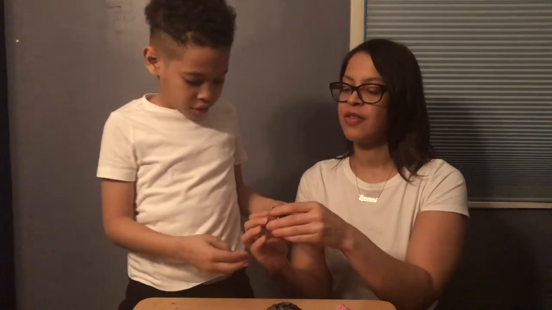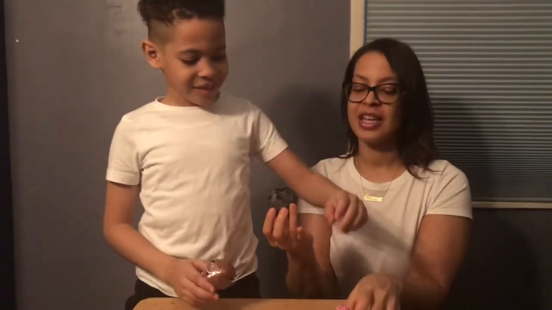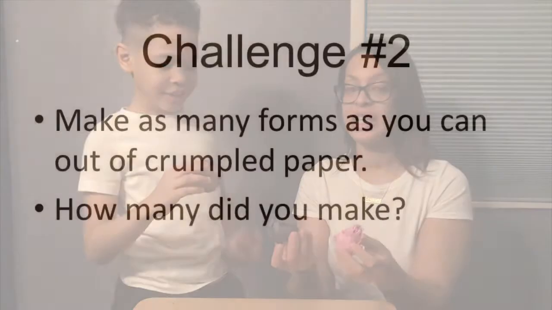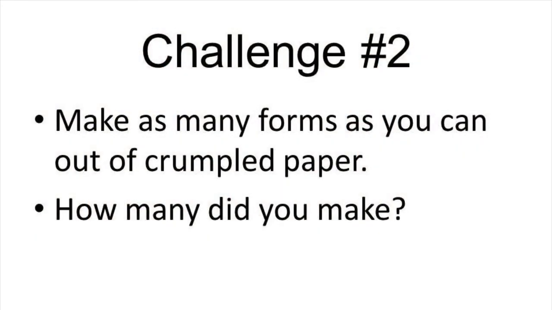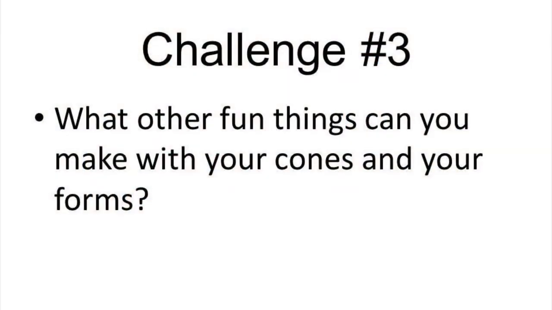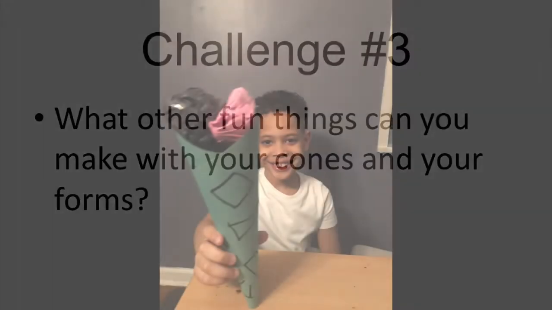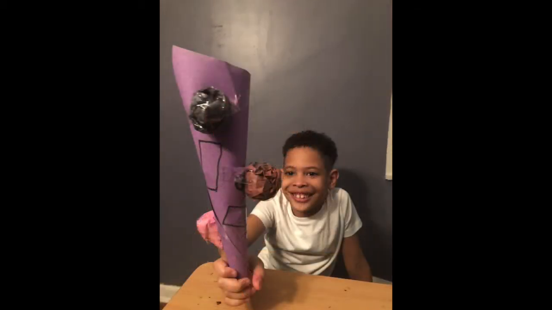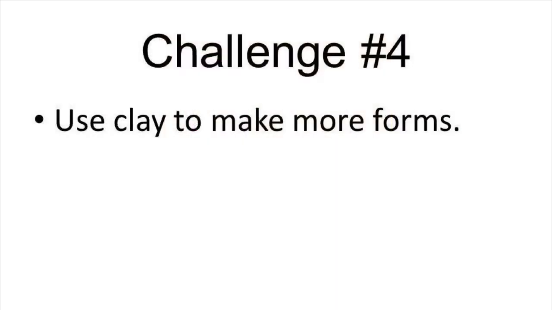Alright, so we have a cube, a sphere, and a pyramid. And these are all different kinds of forms. Challenge number 2. Make as many forms as you can out of crumpled paper. How many did you make? Challenge number 3. What other fun things can you make with your cones and your forms? Challenge number 4. Use clay to make more forms.